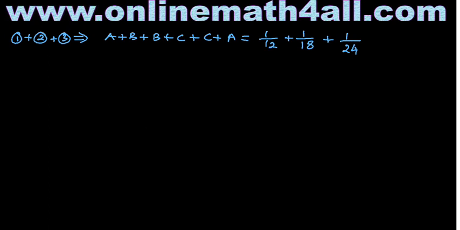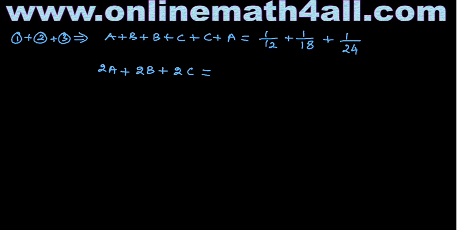So now I am going to add. We have two A's on the left side, so when we add A and A we'll get 2A. We have B and B, so we'll get 2B. We have C and C, we'll get 2C. And to add these three fractions I have to take the LCM of 12, 18, 24.